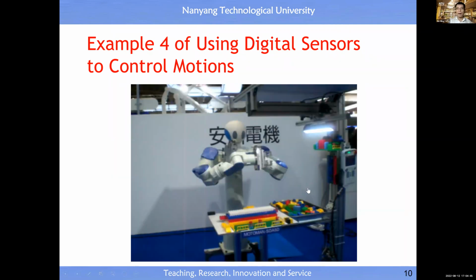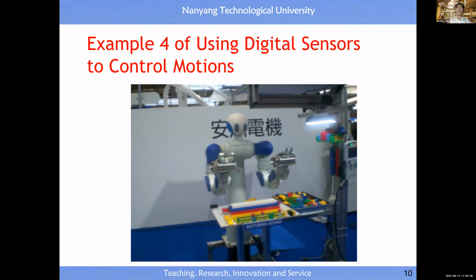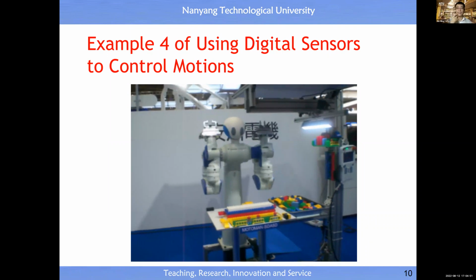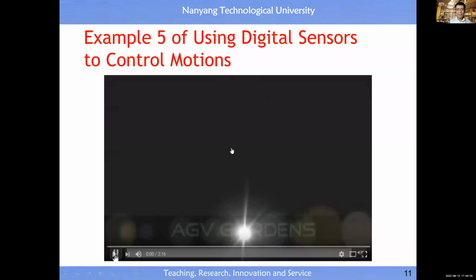And one more example. So inside this robotic arm, there are a lot of digital sensors, all right? Okay, so it's just a short video. And then here you see we have a lot of mobile robots, AGV.